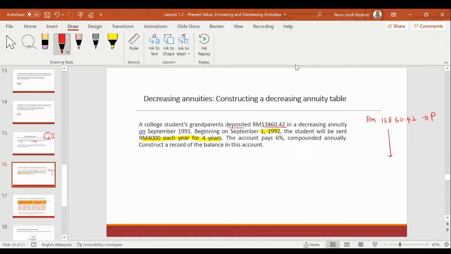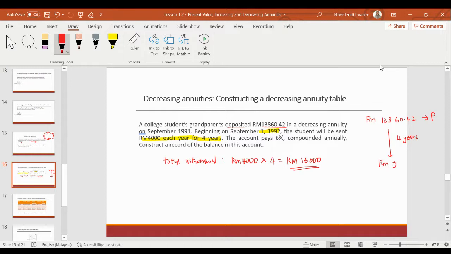In 4 years, they will withdraw $4,000 a year to give to their grandchild. So that means the total withdrawal made is 4,000 multiplied by 4, which is 16,000. That means total withdrawal is 16,000. They will take out the 4,000 every year until the account is depleted.